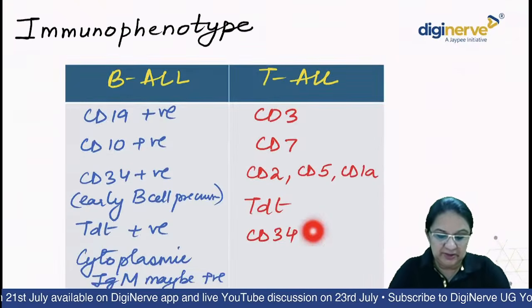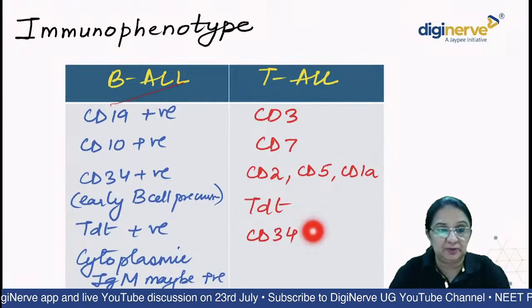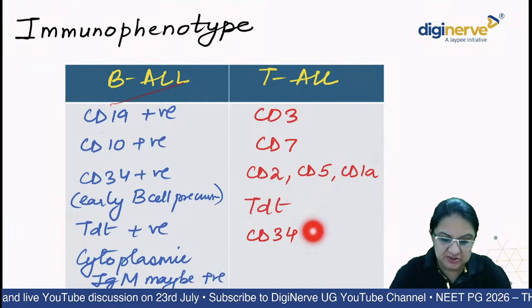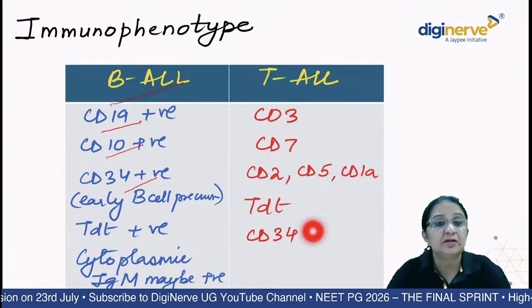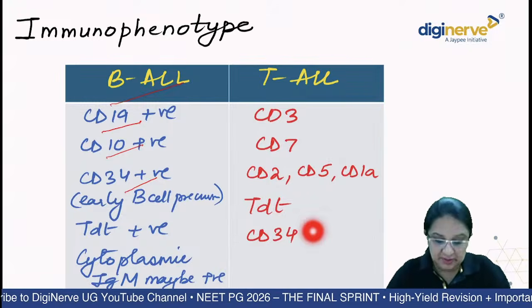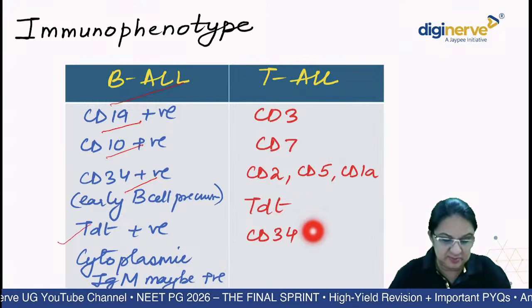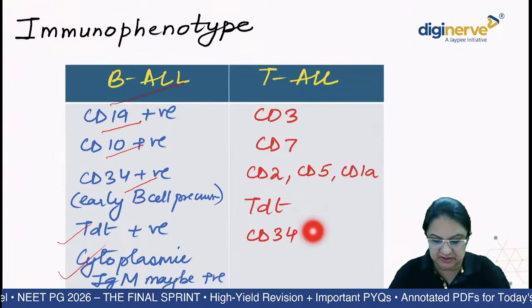Okay, coming to the immunophenotypes, B-cell ALL, you will see all the positive B-cell markers. That is your CD19, CD10, CD34. CD34, remember, if early B cells are present, then CD34 is present. Then terminal deoxynucleotidyl transferase positivity, cytoplasmic IgM, membrane may also be positive.